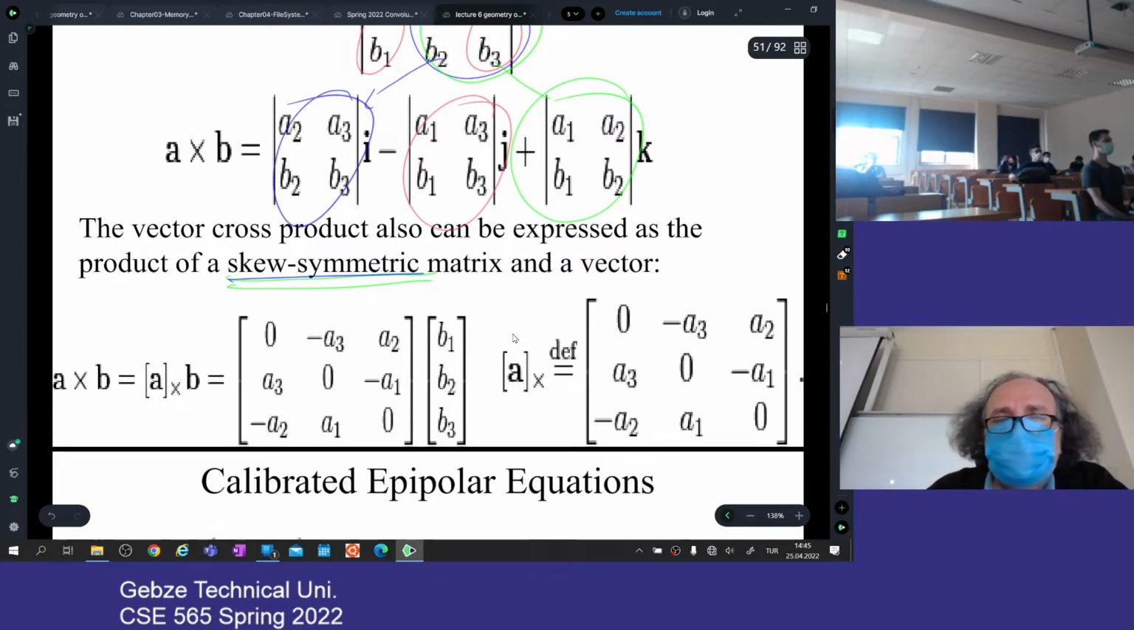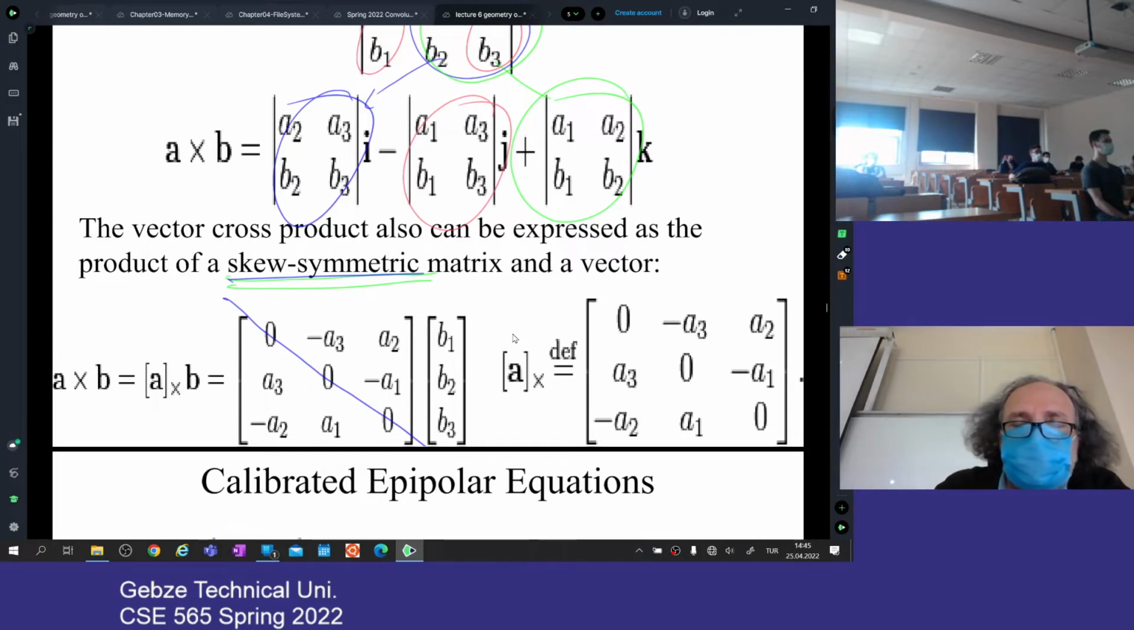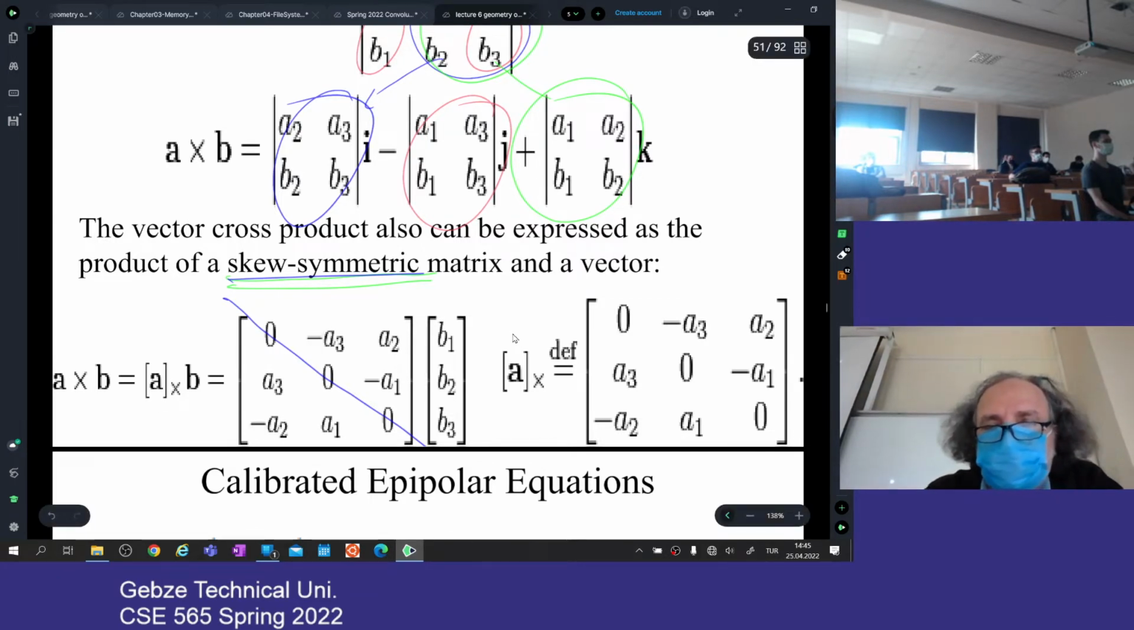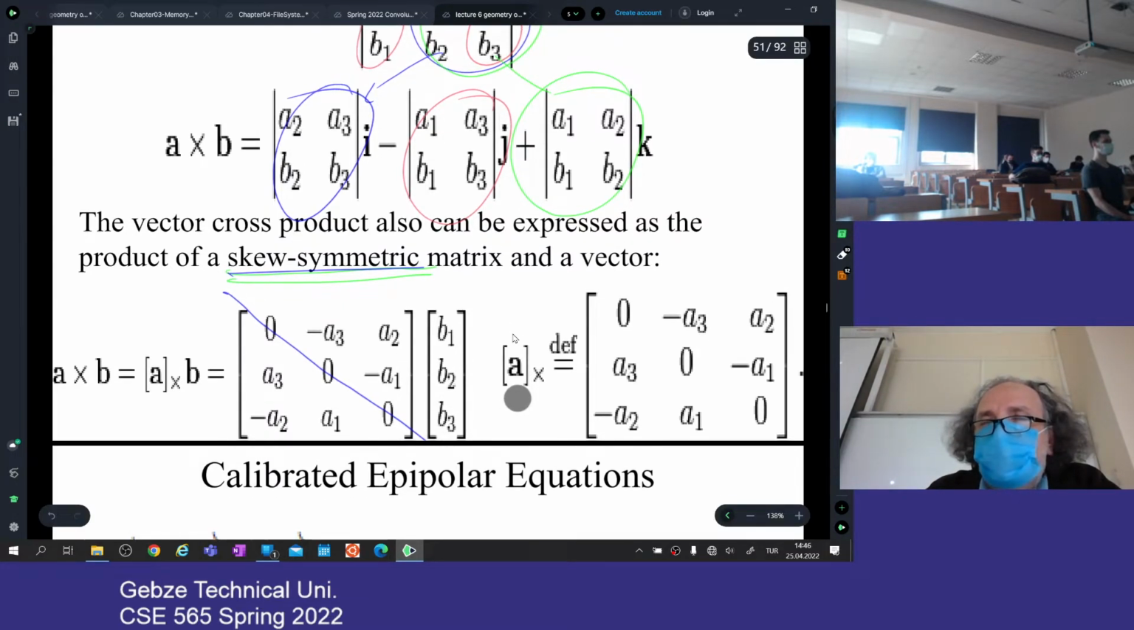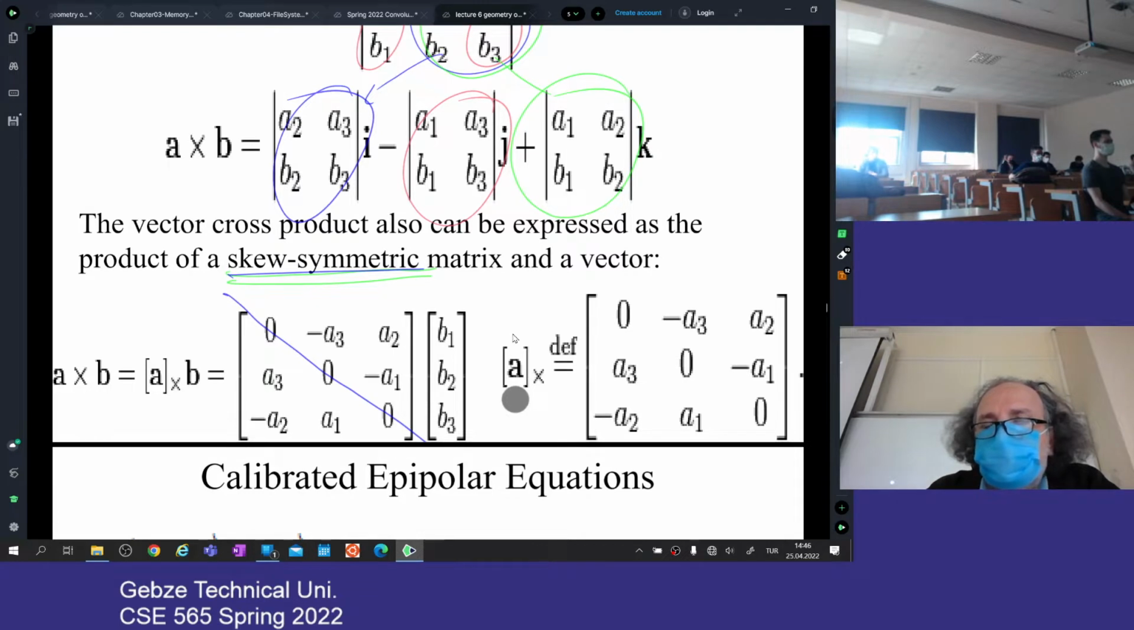Like this. But it's a symmetric matrix. So A3, A3, A2, A2, A1, and A1. But it is not perfectly symmetric. It is skew symmetric. So what is the meaning of it? It is minus here, minus there, and minus there. Okay. So if you represent A in a cross-product representation, I will say A3, A3, A2, A2, A1, A1, and minuses are there.